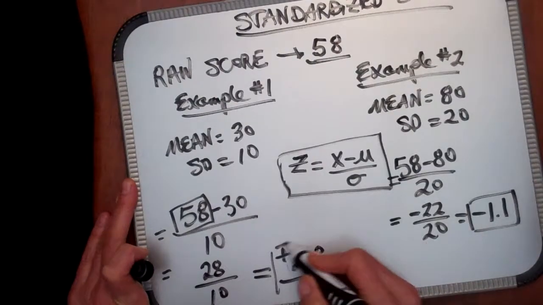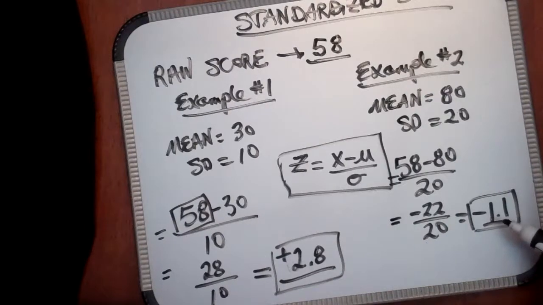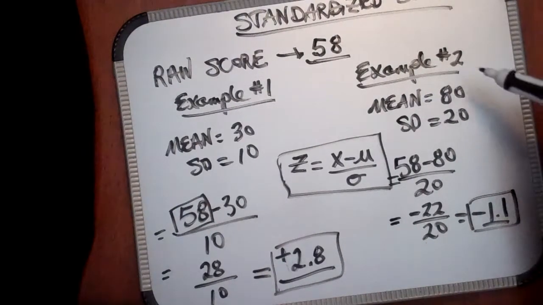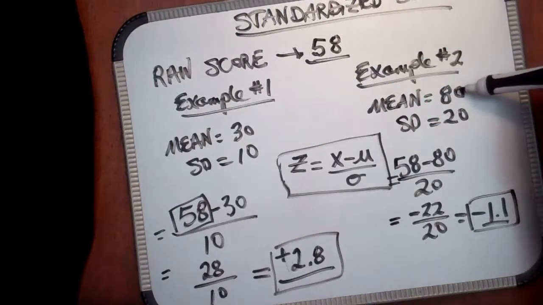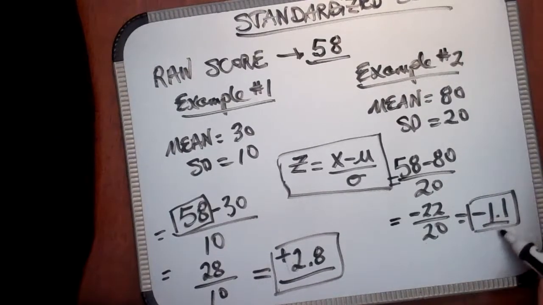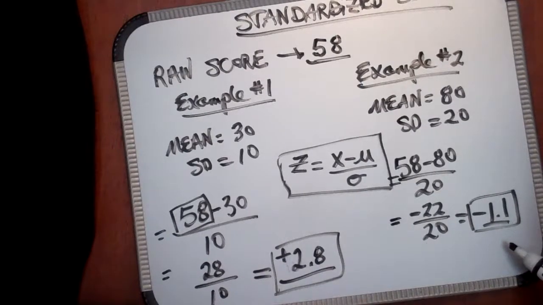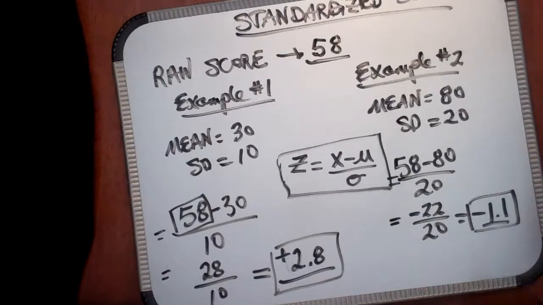Well, that's very different. Now we get a z-score of minus 1.1, which means that the raw score of 58, when it came from this distribution with a mean of 80 and a standard deviation of 20, yielded a z-score of minus 1.1, which means that that score was 1.1 standard deviations below the mean, right? So when you calculate a z-score from a raw score, you know immediately where the raw score falls in the distribution.